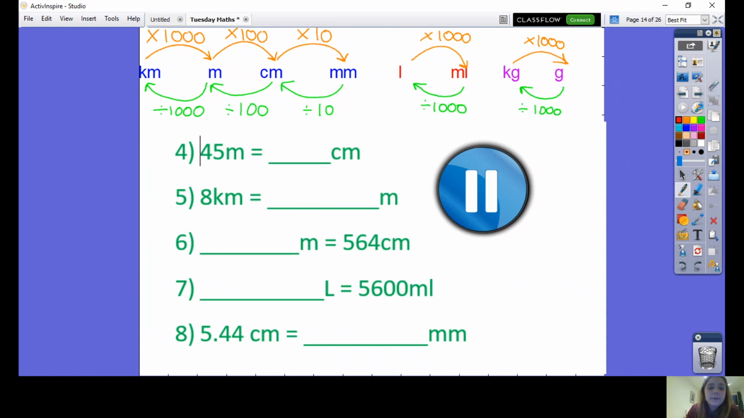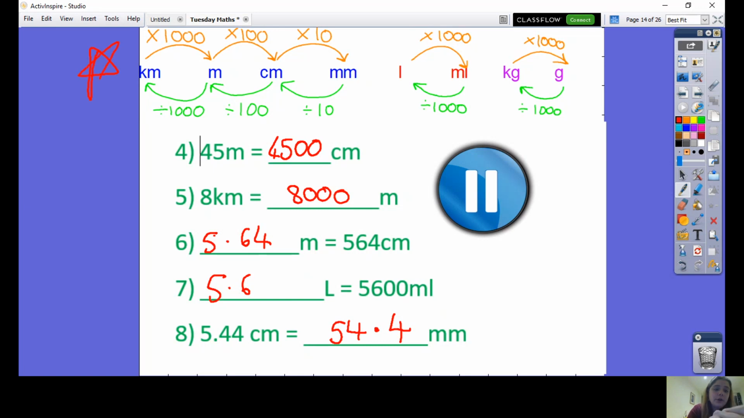Okay, I'm going to go through the answers for you. This would be equal to 4,500 centimetres. This is 8,000 metres. This would be 5.64 metres. Here I've got 5.6 litres, and here I would have 54.4 millimetres. If you made a mistake with those questions, please make sure you're using the methods that have been shown to you in order to solve these questions. The mistake that people are most likely to be making is timesing when they should divide and dividing when they should times.